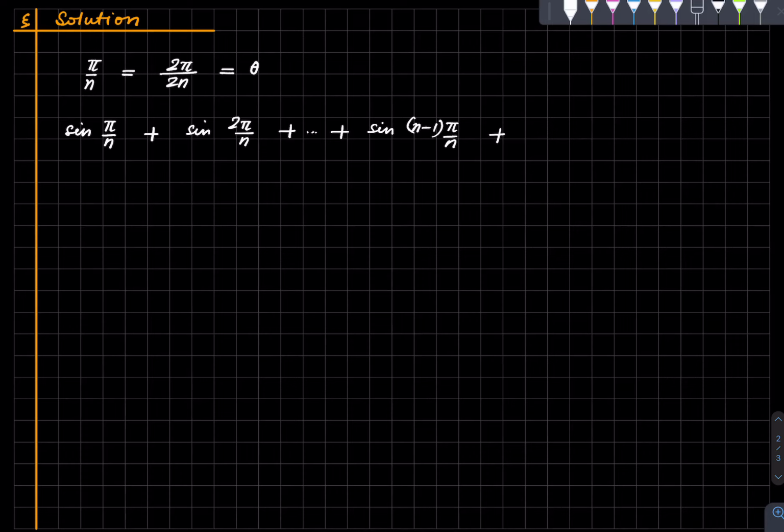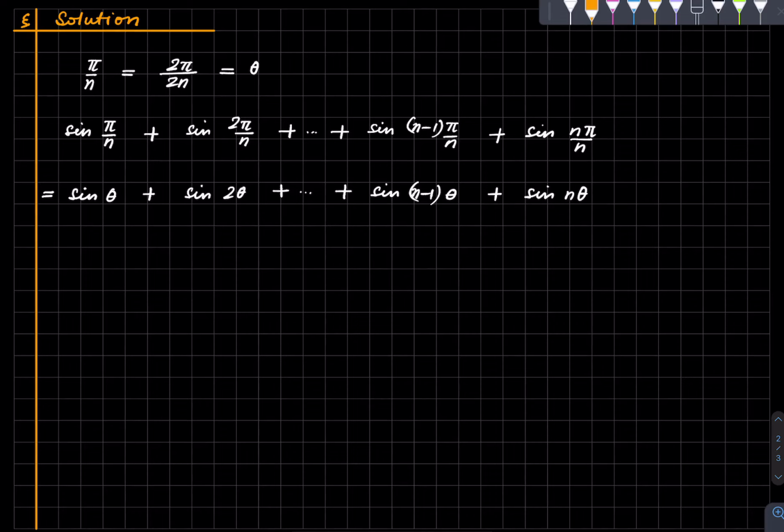First of all, I'll just add one more term to it, which is sine n pi by n, and this doesn't make a difference because this is pi and sine pi is 0, so it's just convenient to add one more term. It looks better. All right, this is the sum that we're interested in, and this is nothing but sine theta plus sine 2 theta plus dot dot dot sine (n minus 1) theta plus sine n theta. So fine, we haven't done anything so far.